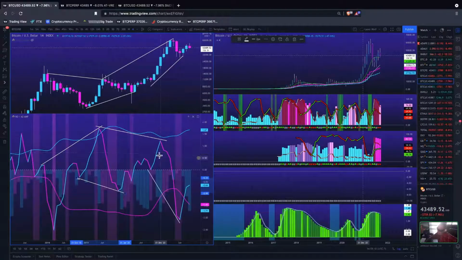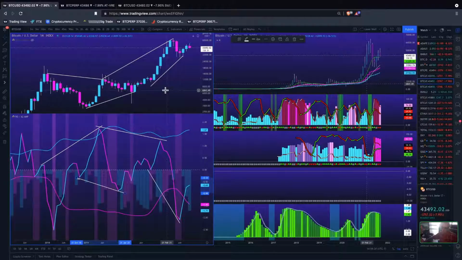But what's happened now is that we printed some hidden bull, telling you, hey, there's going to be continuation on this up move, which is what we did, right back up to 53. But now, since you see how divergence is moving the market, and we're on a monthly time frame.